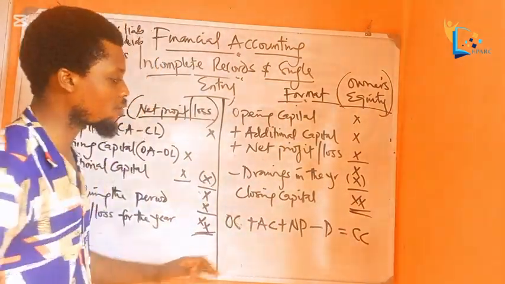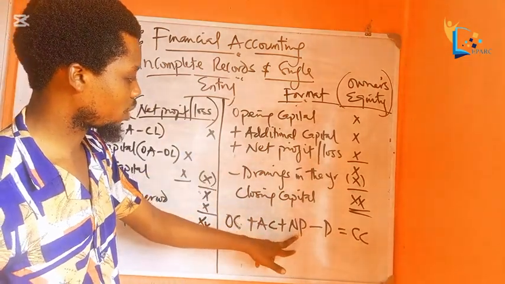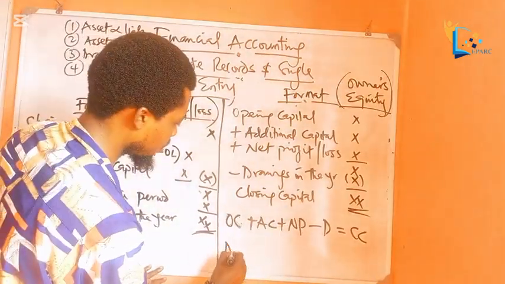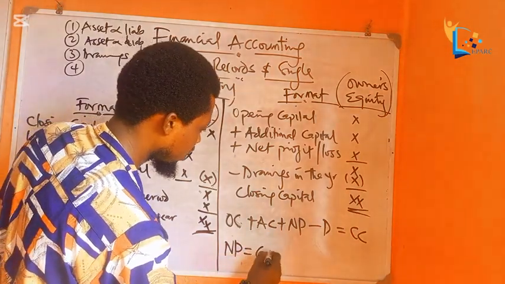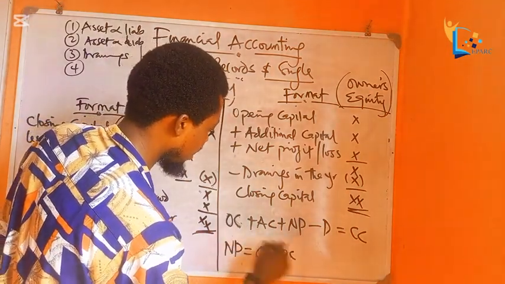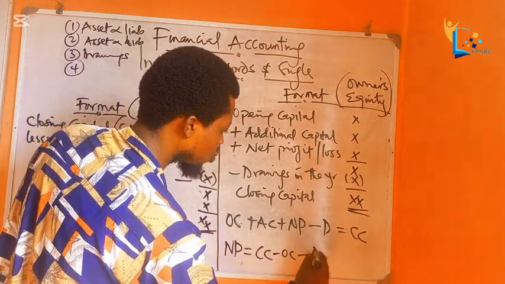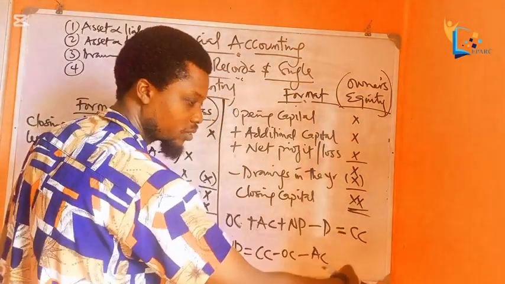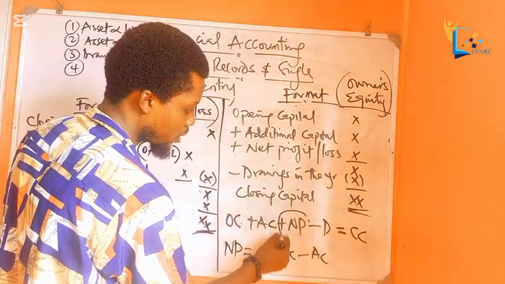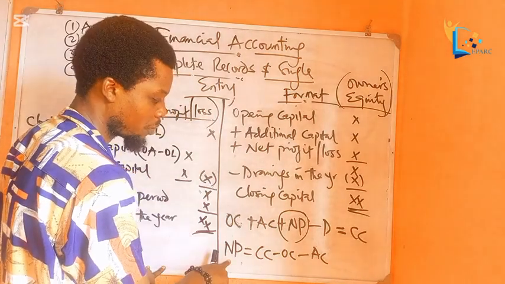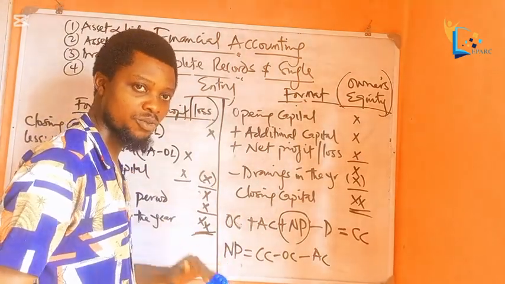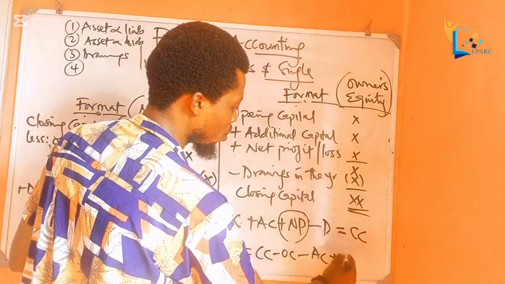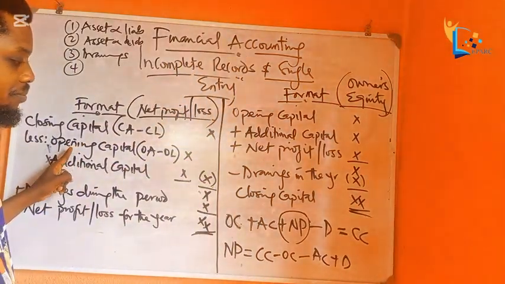Now, since our focus is on getting the net profit, we can make net profit the subject of the formula. So net profit, NP, is equal to closing capital minus opening capital minus additional capital. You know why the signs are changing, and you should know that by now, because they are crossing the equal sign over to the other side. We want to make net profit the subject of the formula in case you are asked to look for the net profit and you're given this information. So minus additional capital, then plus drawings, which is the same thing that we have here.